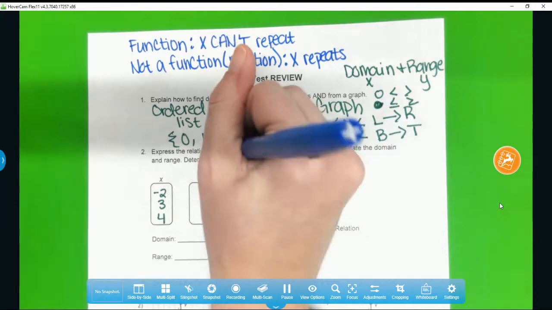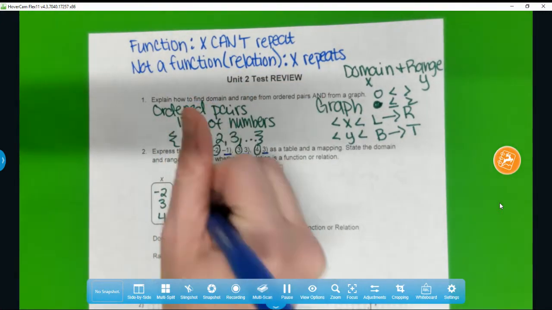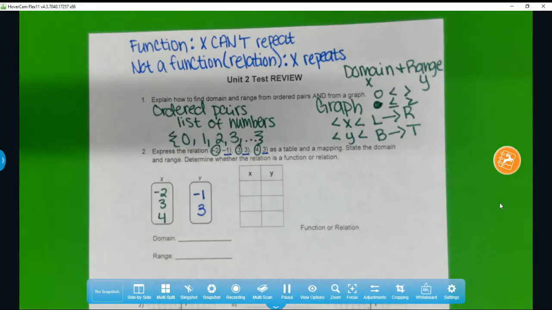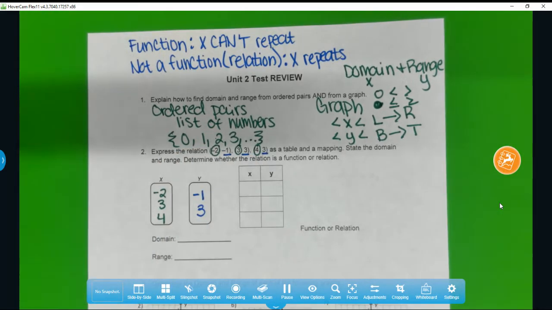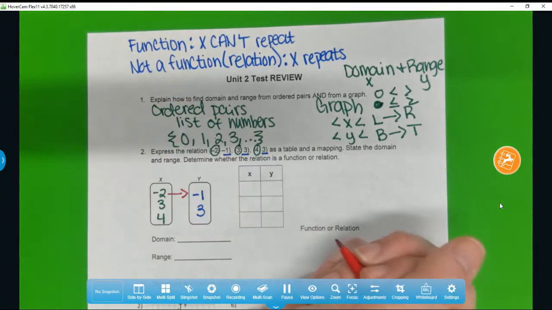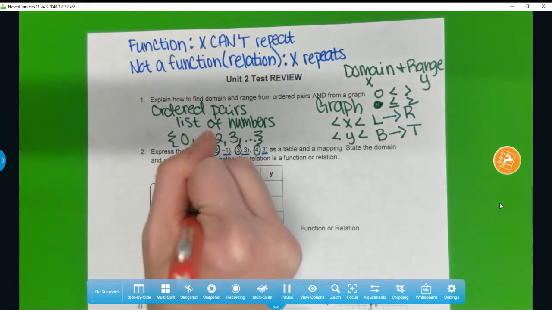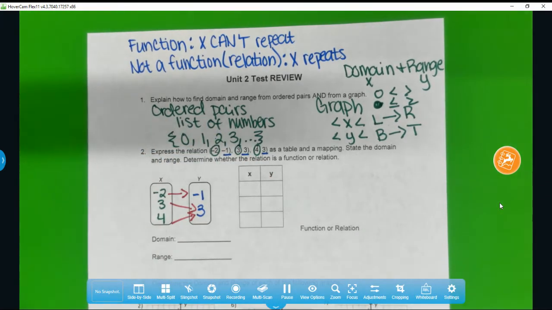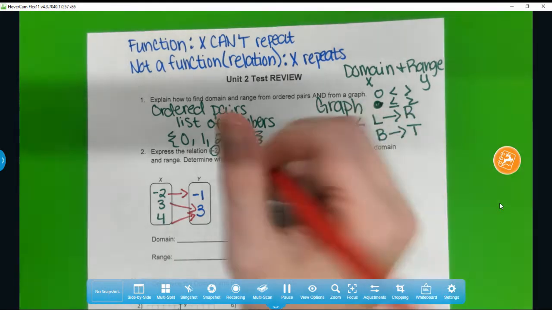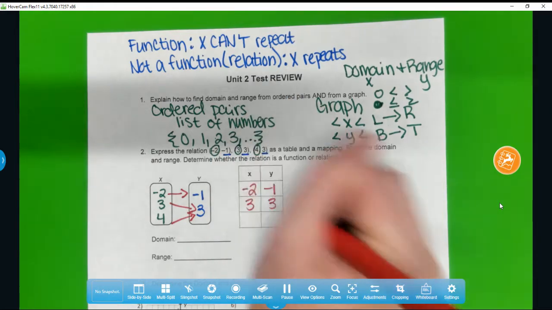Then we're going to list out our y's. So I have -1, 3. Remember, you only write the 3 once. And then we are going to draw the arrows to the corresponding points. So -2 goes with -1, 3 goes with 3, 4 goes with 3. Okay, in a table, you write out everything, even the repeating ones.